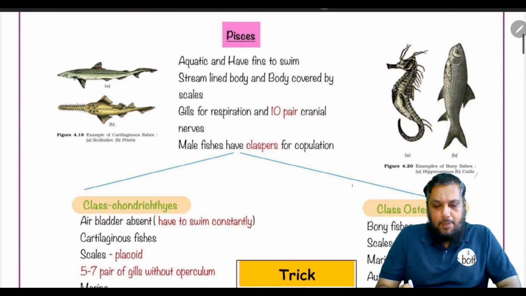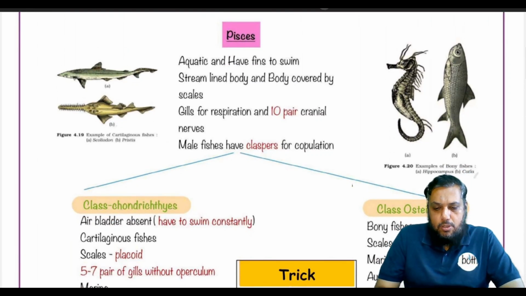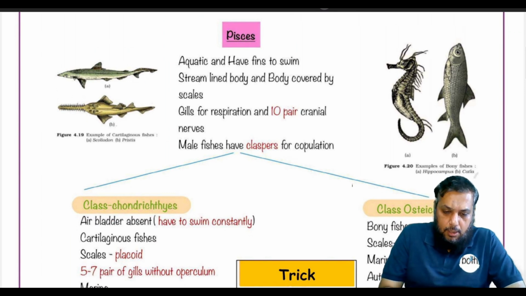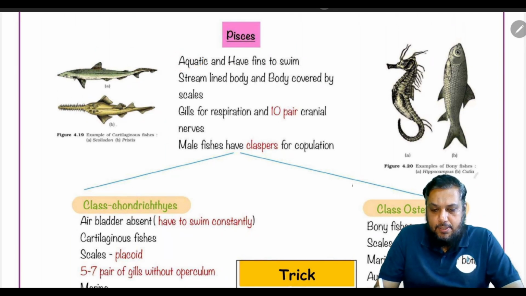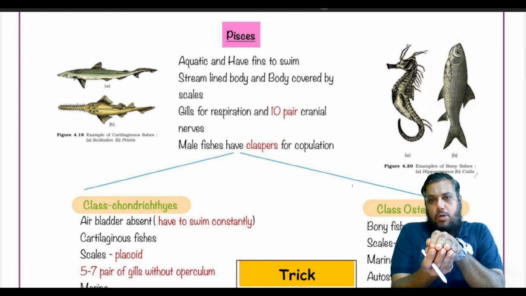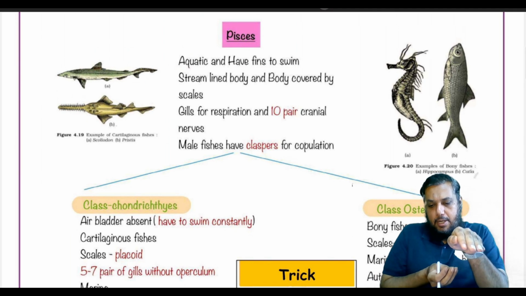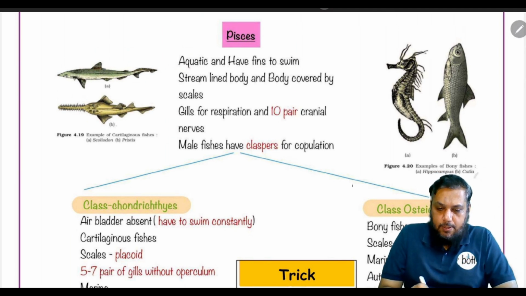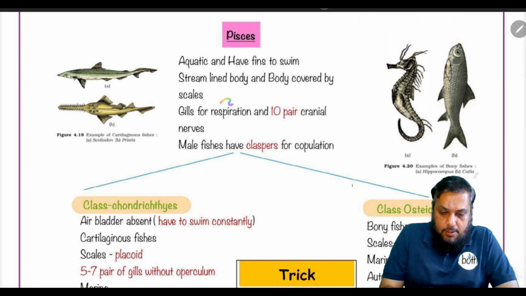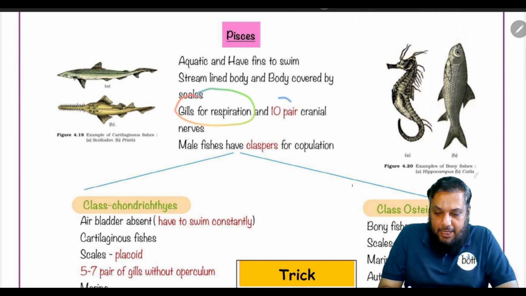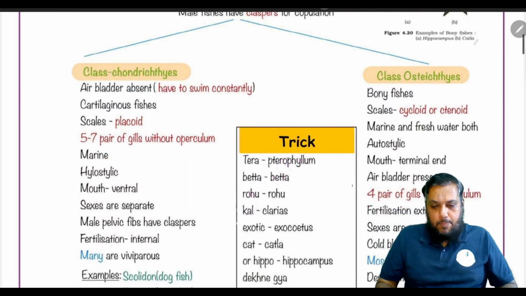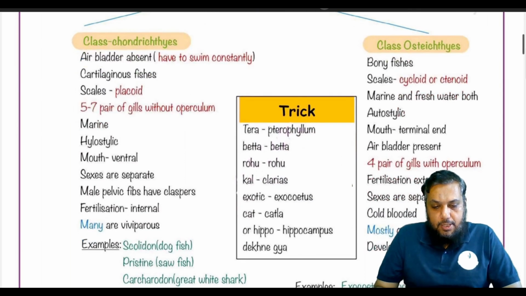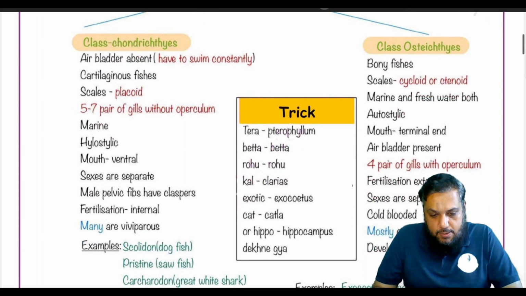So who are these Pisces? Pisces, which we commonly call fishes. These are aquatic and they have fins to swim. Their body is streamlined and covered by scales. Streamlined means their body is narrow anteriorly and posteriorly, and it is covered by scales. They show the presence of gills for respiration and they have 10 pairs of cranial nerves. Now there are two classes here. One is class Chondrichthyes and the other is class Osteichthyes.